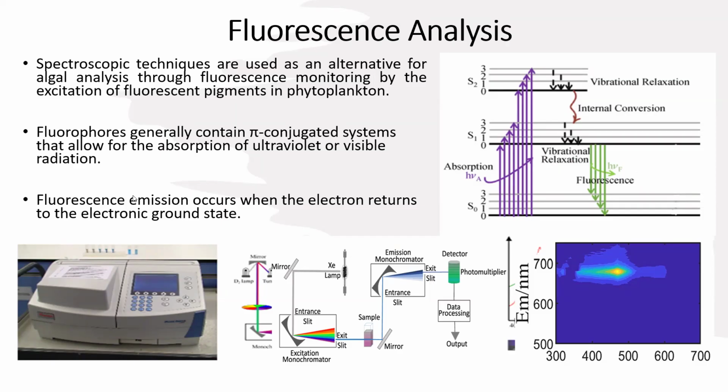These fluorophores generally contain pi conjugated systems that allow for the absorption of ultraviolet or visible radiation. And in this process, the electrons that obtain energy transition from a singlet ground state to a singlet excited state, as described in the Jablonski diagram to the right. And fluorescent emission occurs when the electron returns to the electronic ground state.